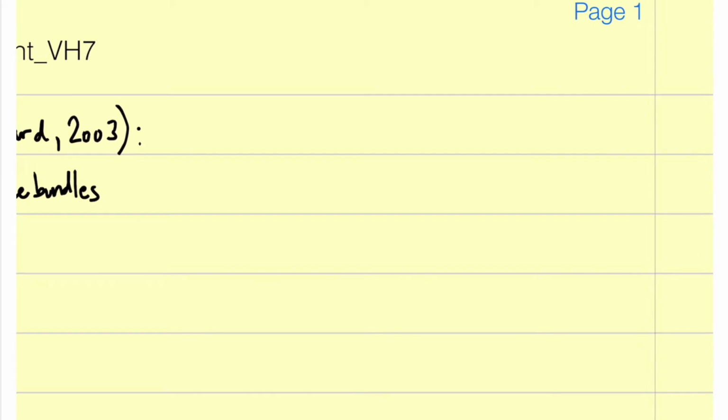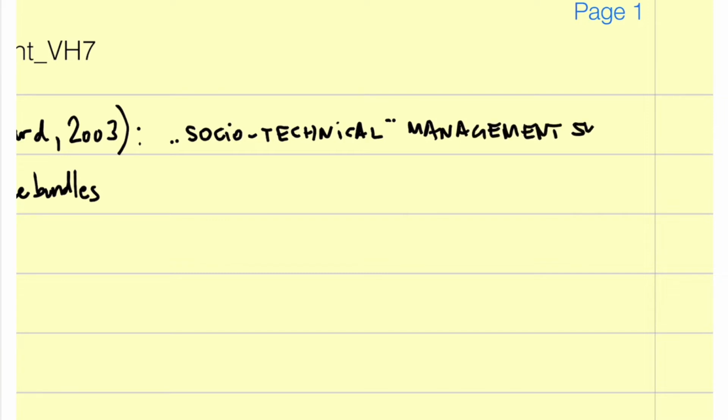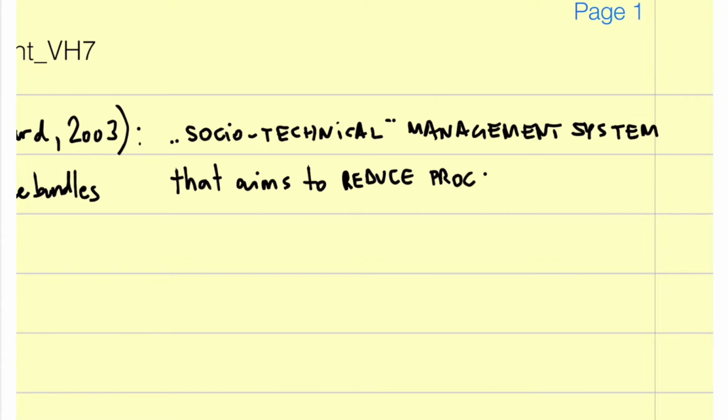Lean management is understood as a socio-technical management system that aims to reduce value stream or process variability.